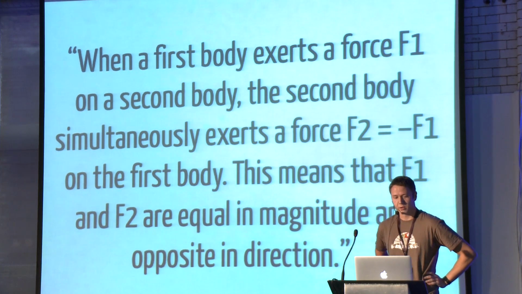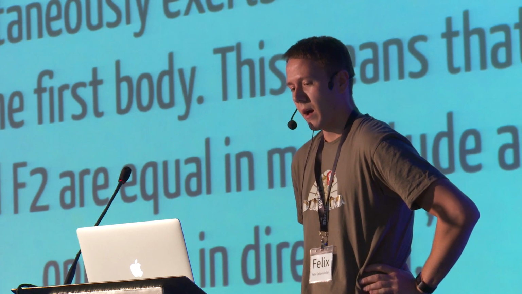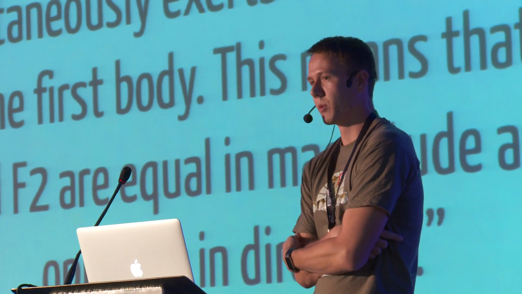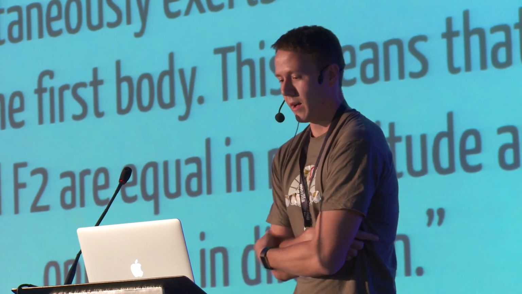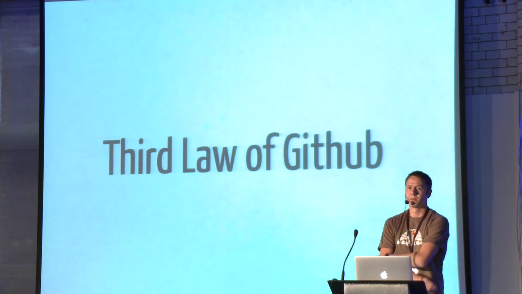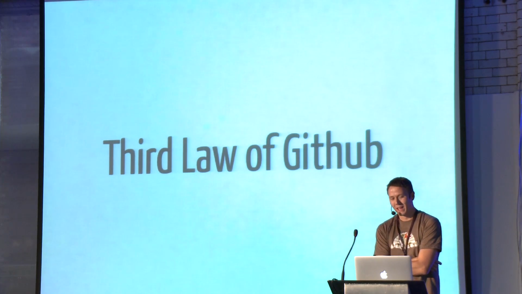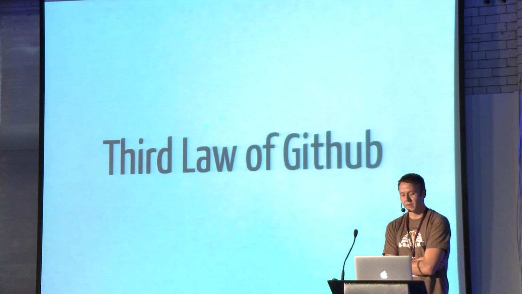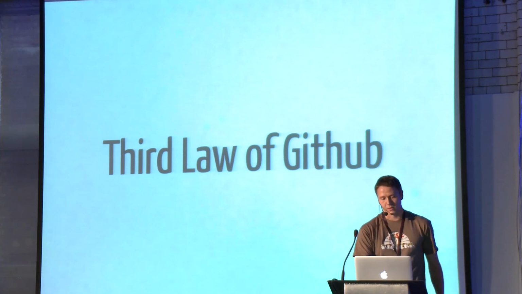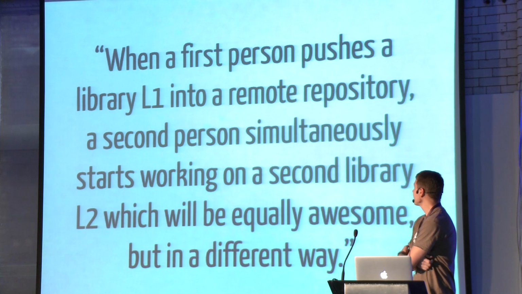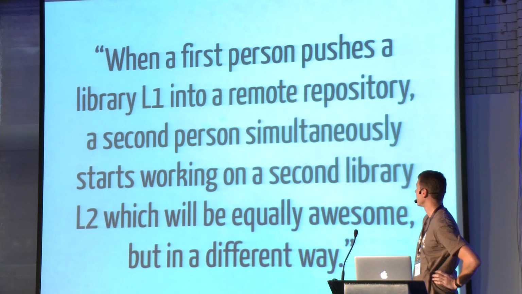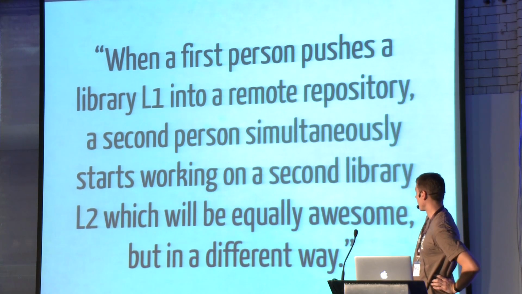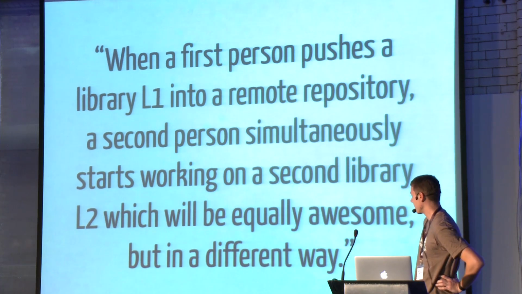I don't know about you guys, and I don't really know about Isaac Newton, but I imagine that if he lived today, he would be doing something. Maybe he would be programming. And if he did programming, I think Isaac Newton would probably be on GitHub. And maybe if he was on GitHub, and I'm making this up entirely, there would be such a thing as a third law of GitHub. It could look like this: when a first person pushes library L1 into a remote repository, a second person simultaneously starts working on a second library L2, which will be equally awesome, but in a different way.